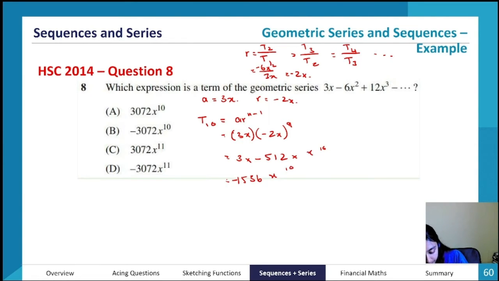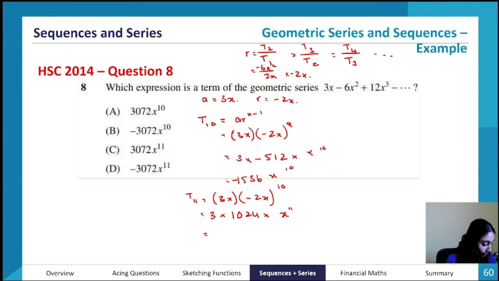So let's do T11. T11 is equal to 3x times minus 2x to the power of 10, which will be 3 times 2 to the 10, 1024, times x to the 11. So 3 times 1024 is 3072 x to the 11. So my answer is C. Hopefully you guys got that.